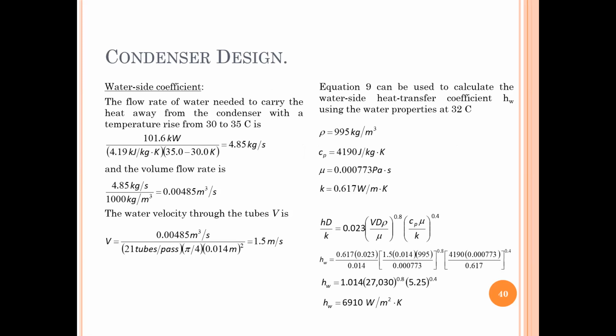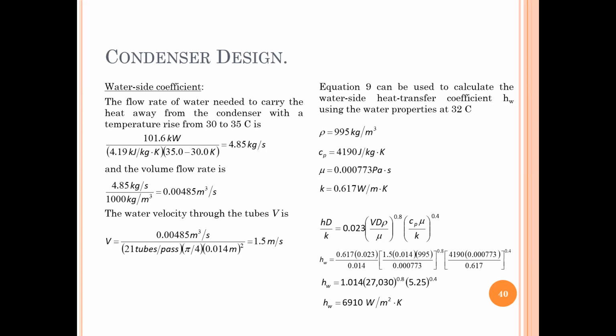So, water side coefficient. Yan nga yung equation natin. The flow rate of water needed to carry the heat away from the condenser with a temperature rise of 30 to 35 C is 101.6 kilowatt over 4.19 over 35 minus 30 is 4.85 kilogram per second. And the flow rate, divide mo siya ng density, which is 0.00485 cubic meter per second.